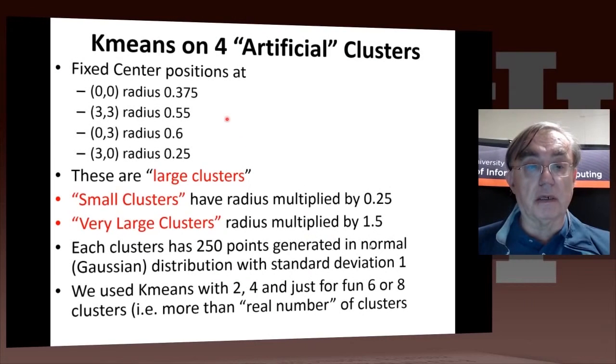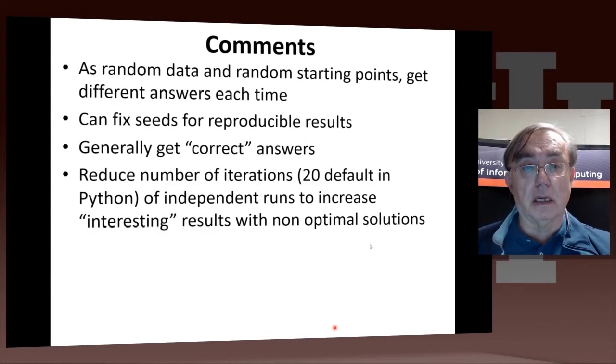So here are our center positions, and say we run k-means with 2, 4, 6, or 8 clusters. So this is just stating again what I already pointed out, what our artificial clusters are, and I point out you get different answers each time.